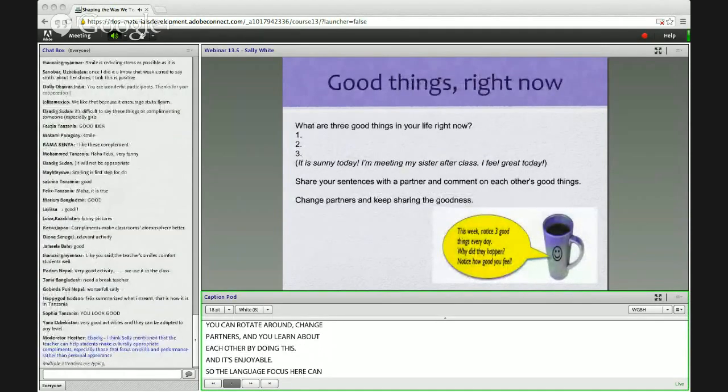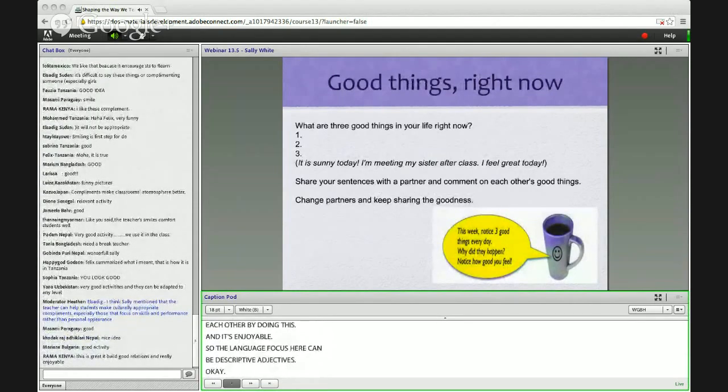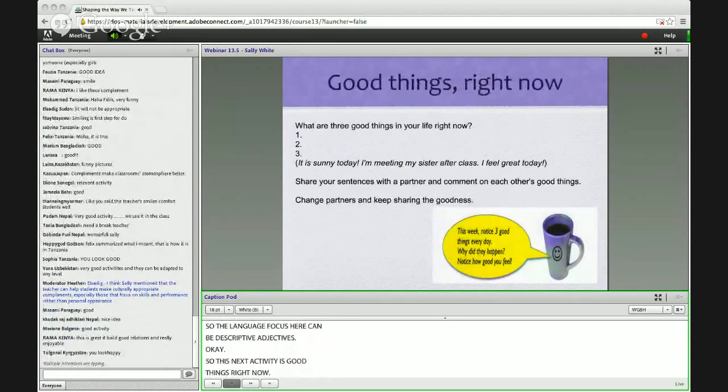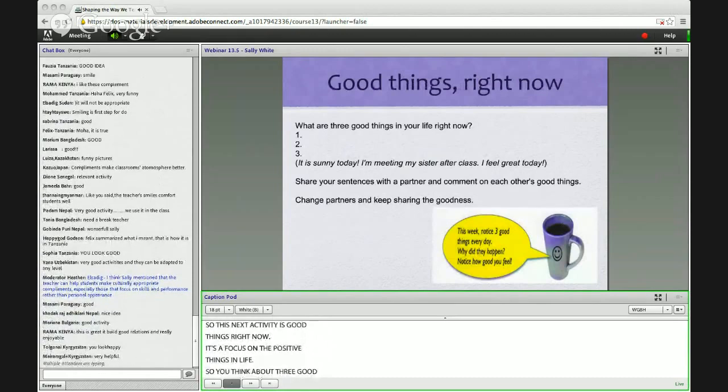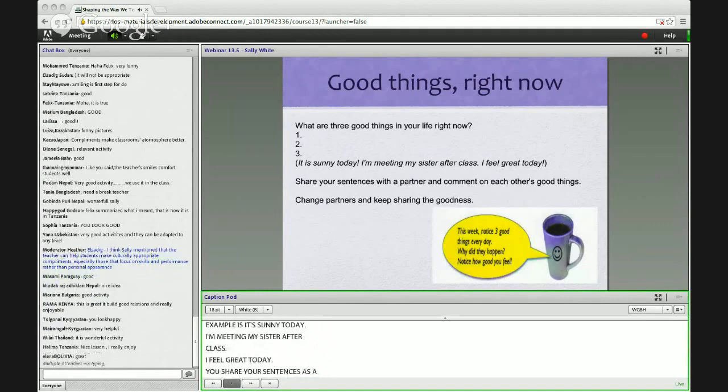Okay, so this next activity is Good Things Right Now. It's a focus on the positive things in life. So you think about 3 good things in your life right now. Examples: it's sunny today. I'm meeting my sister after class. I feel great today. You share your sentences with the partner and comment on each other's good things. You can change partners and keep sharing the goodness.